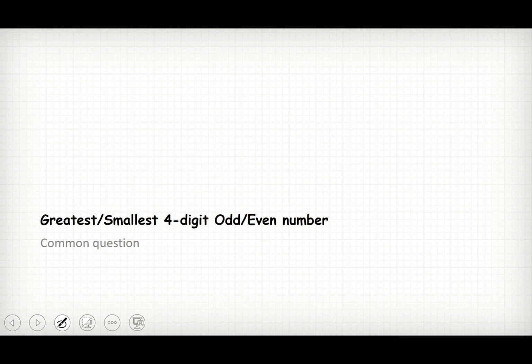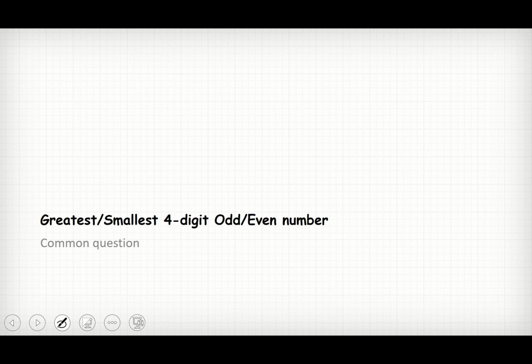Okay, welcome back. Now, I want to talk about this question that asks you to form the greatest or smallest 4-digit odd or even number. It's a common question that we have dealt with at length at the start of the year, but I find that many of you still find it difficult to do. I think it is probably a problem of you don't know how to start.